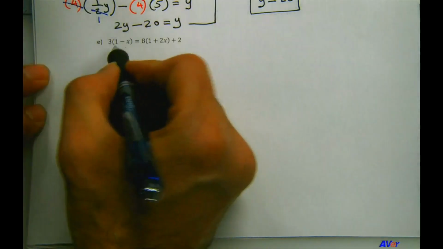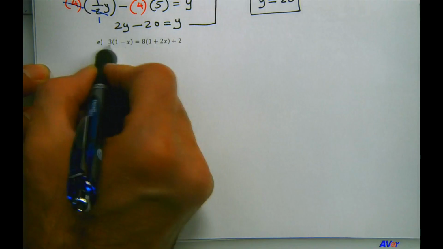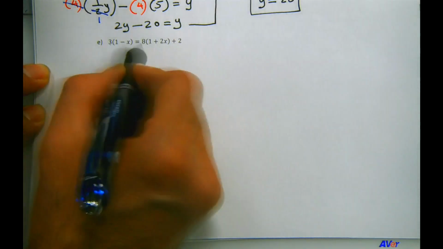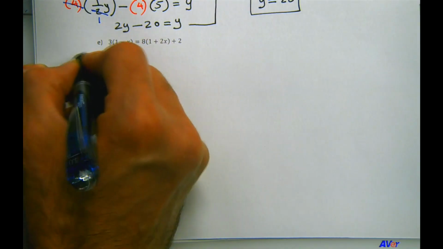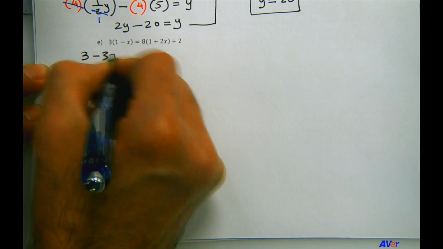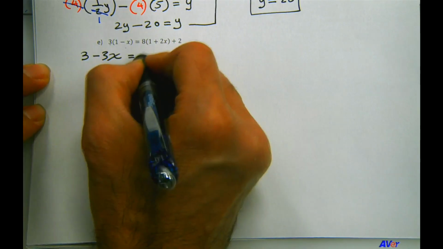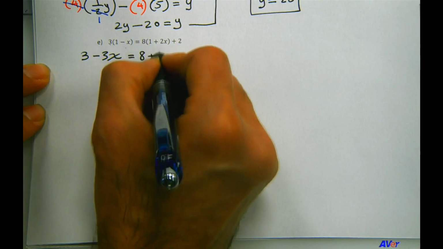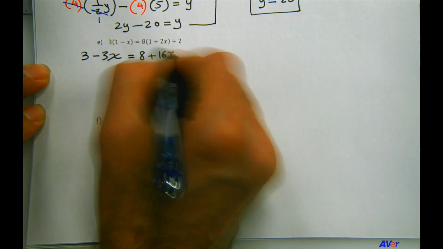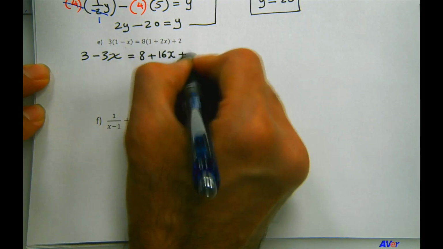So here, to ungroup x, we're going to need to distribute the numbers that are in front of the parentheses on each side. So we have 3 minus 3x equals 8 plus 16x, right? Distribute to each, plus 2.